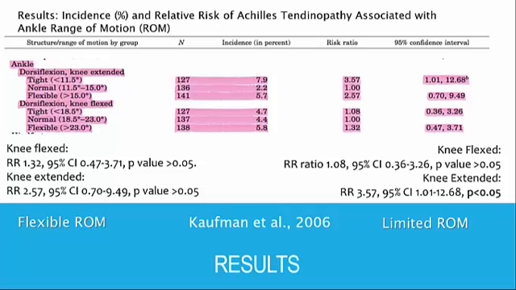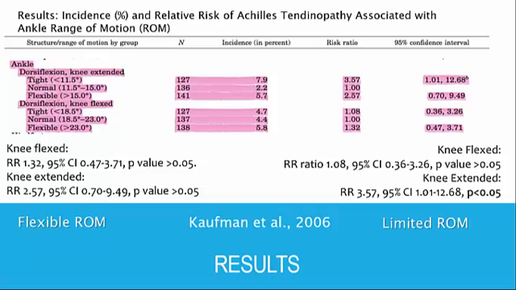Although having a flexible ankle range of motion in both knee extended and flexed positions were reported to be associated with an increased risk of 2.57 and 1.32 times of developing Achilles tendinopathy respectively, they were not statistically significant. With the knee extended, the risk ratio was 2.57 with a 95% confidence interval of 0.70 to 9.49 and a p-value of greater than 0.05. With the knee flexed, the risk ratio was 1.32 with a 95% confidence interval of 0.47 to 3.71 with a p-value of greater than 0.05.